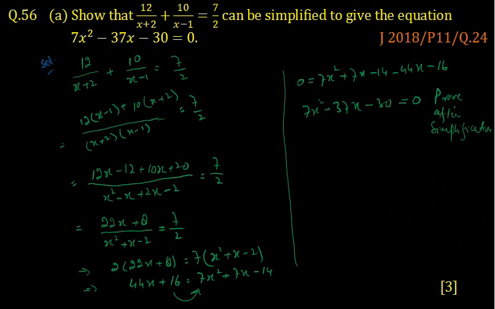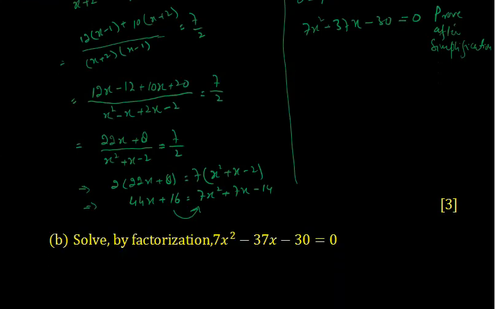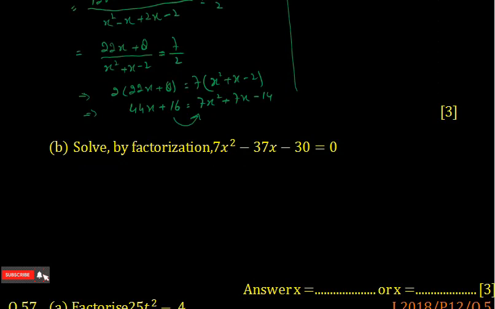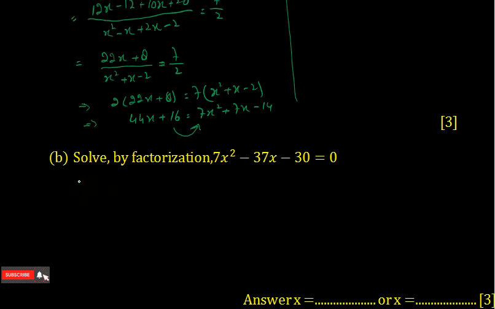So that is all for part A, and in part B we have to solve this by factorization. So it is 7x square minus 37x minus 30 is equal to 0. That is a quadratic equation, and we have to apply factorization. So we must apply the middle term break before factorization. So 30 multiplied by 7 becomes 210.